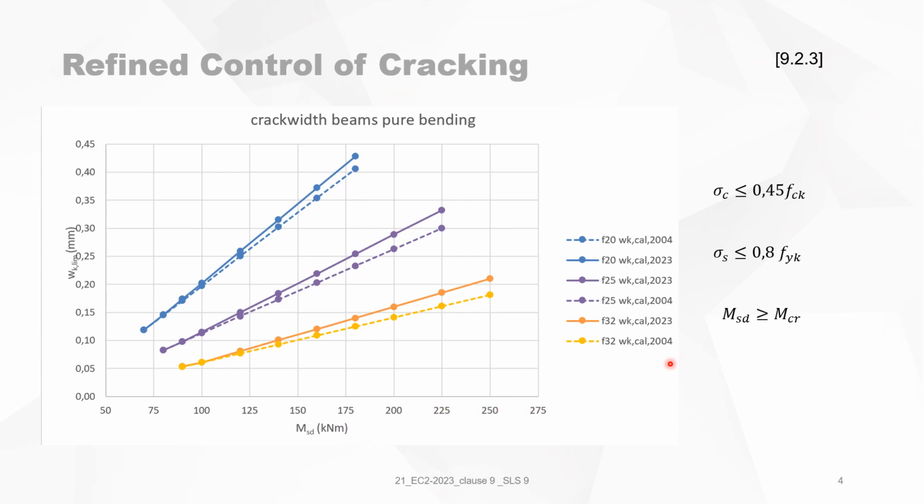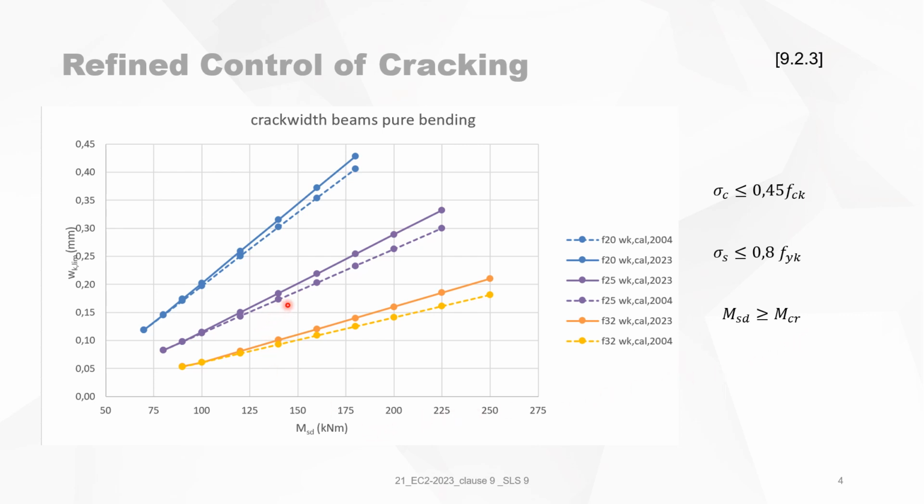Those calculations are made under the conditions that are written here. It means that the concrete compressive strength is kept smaller than 0.45 fck because we are working in SLS. The tensile stress in the reinforcement is kept smaller than 0.8 times the yield stress, and there is no crack width calculation done when the applied bending moment is smaller than the cracking bending moment.